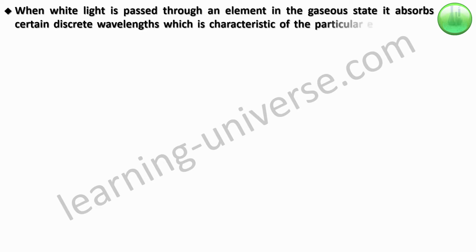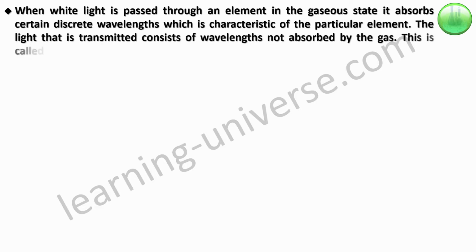Alright, now that we have seen the demonstration, let's talk about what is known as the absorption spectrum. When white light is passed through an element in the gaseous state, it absorbs certain discrete wavelengths, which are characteristic of the particular element. The light that is transmitted consists of wavelengths not absorbed by the gas. This is called the absorption spectrum. Now this is exactly the reverse of the emission spectrum.